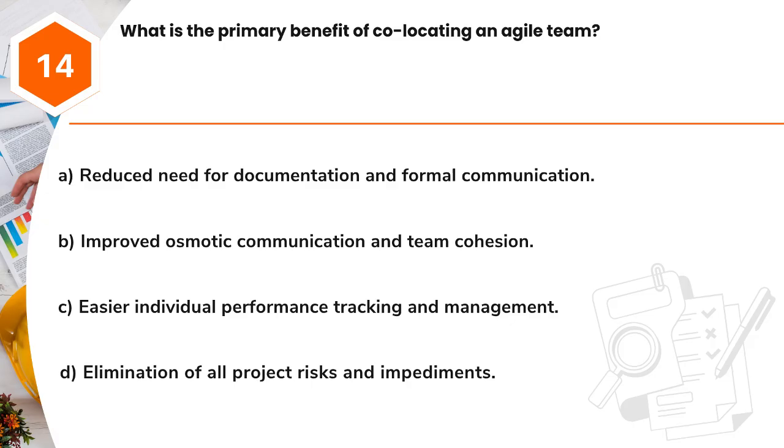Question 14. What is the primary benefit of co-locating an agile team? A. Reduced need for documentation and formal communication. B. Improved osmotic communication and team cohesion. C. Easier individual performance tracking and management. D. Elimination of all project risks and impediments.